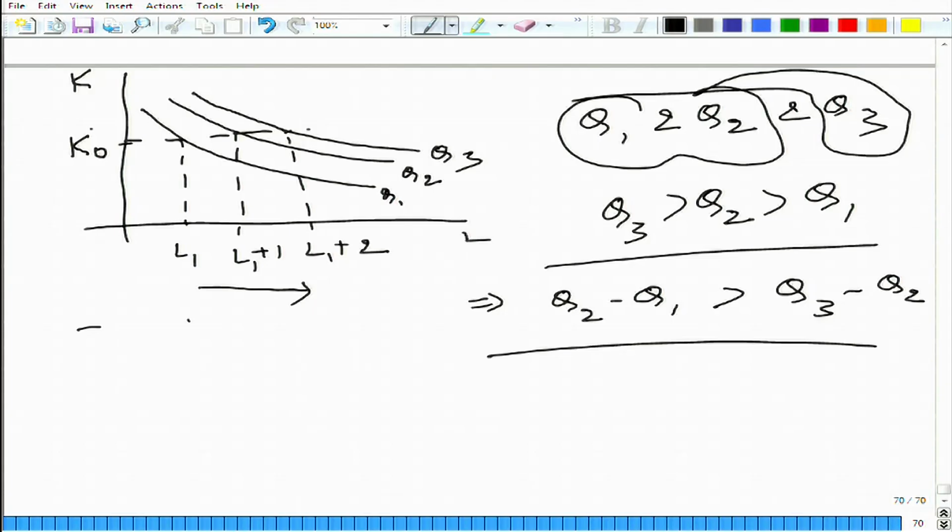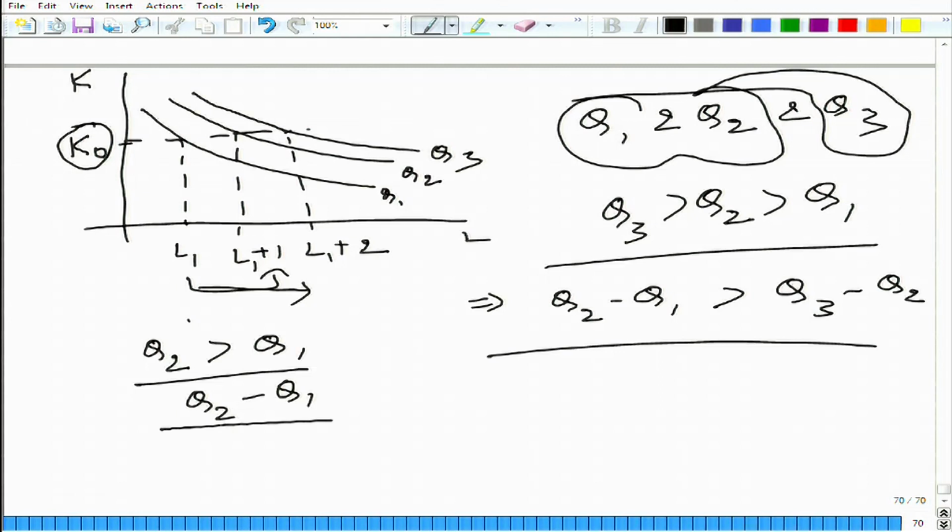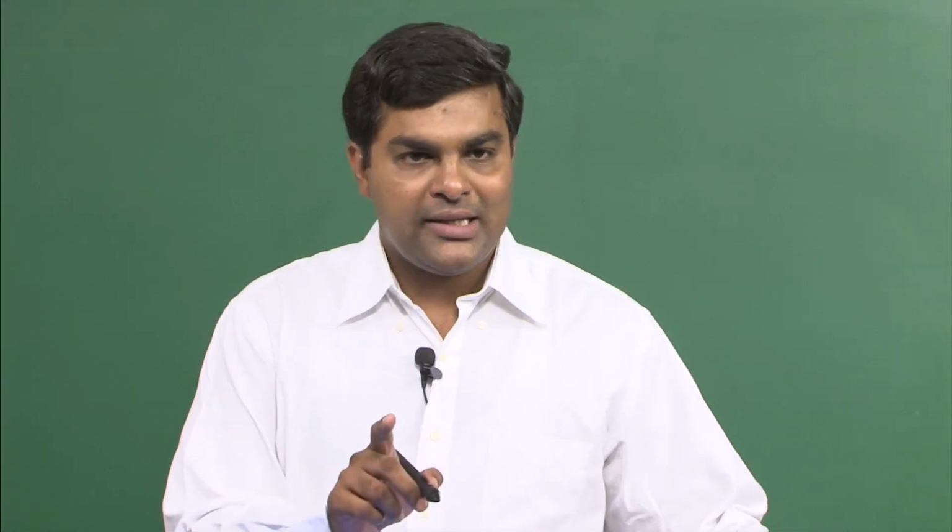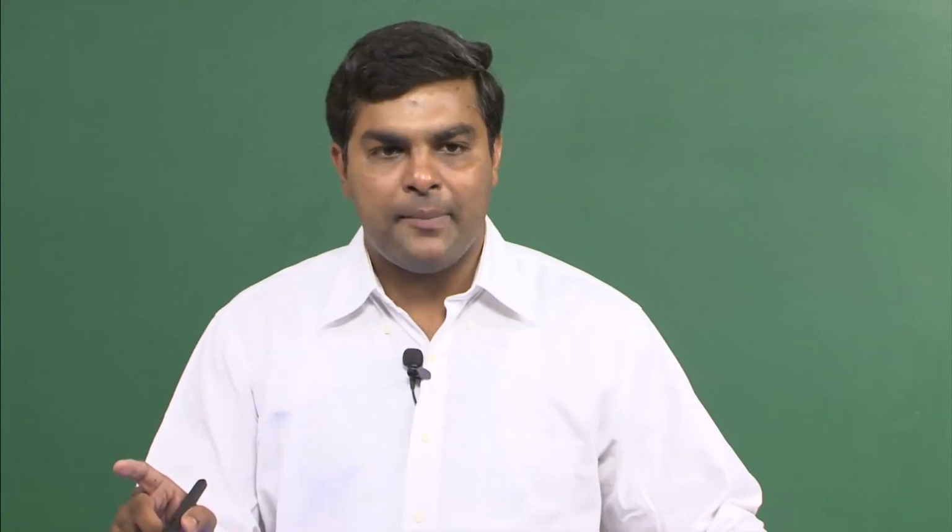What we have done here, we have fixed K naught, and we are adding labor by 1 unit. Of course, as labor is being added, output will increase, but by how much? We can quantify the increase by Q2 minus Q1. Now again at L1 plus 1, we are adding one more unit of labor. What we get is now Q3, but because capital is fixed at K naught, only the amount of labor is increasing.